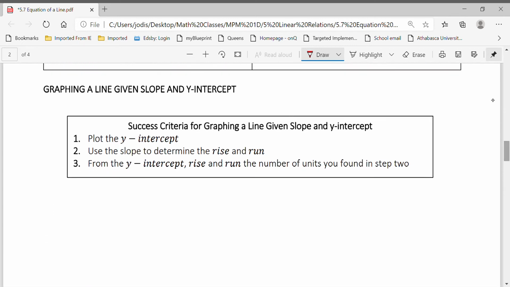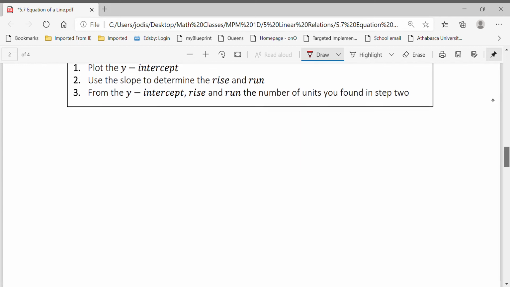Okay. So some success criteria, if you're graphing a line, given the slope and the y-intercept, we always want to first plot the y-intercept. That's the most important part. Start with the point you know. Then we're going to use the slope to determine the rise and the run. And then last, from our y-intercept, we're going to rise up and then run over the number of units that we found from step 2. So we're going to try and do this using our success criteria.